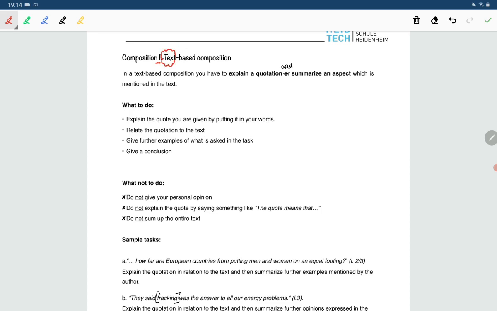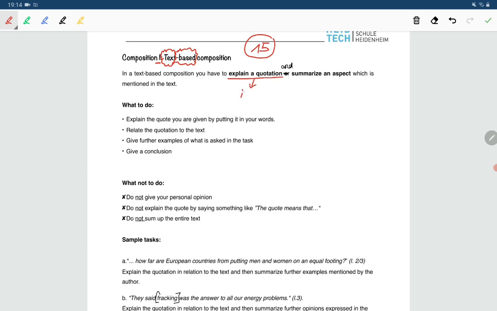So you will get a text, you read that text, and you sum up important information. That means your text product will be based on that original text, and your text is a summary. This task will give you 15 credits in your final exam. Content and language matter here. In a text-based composition, you have to explain a quotation.